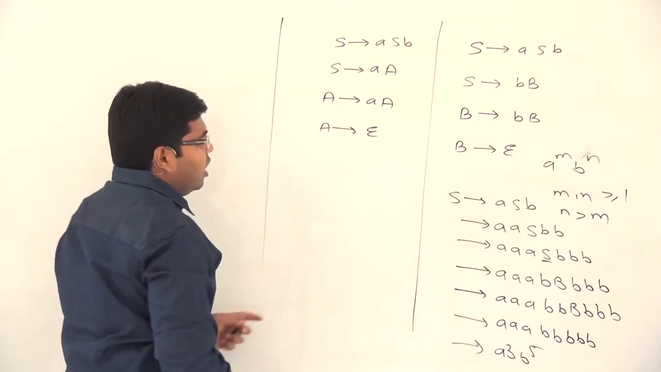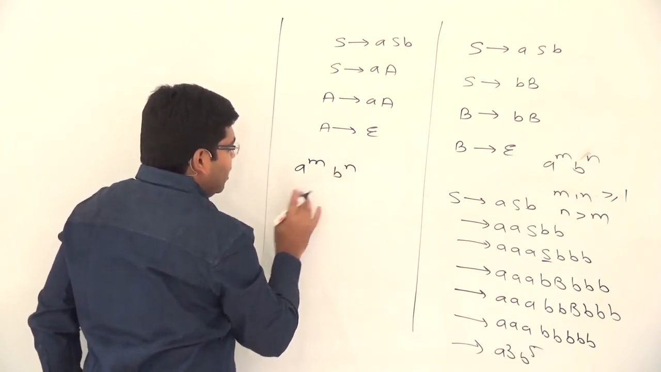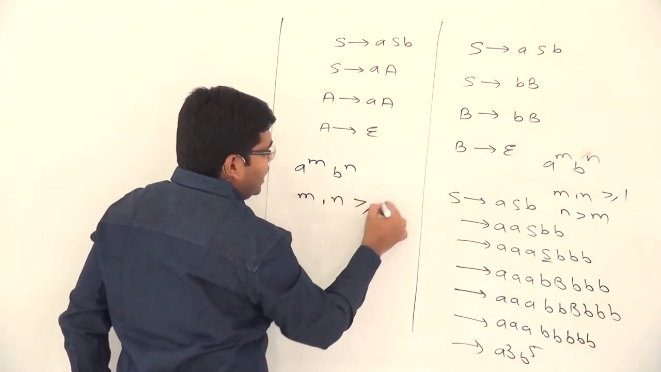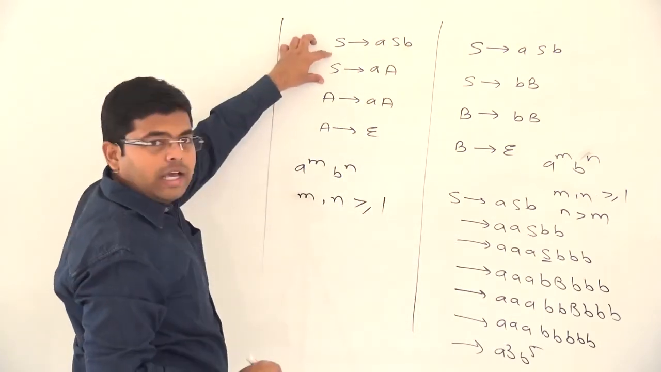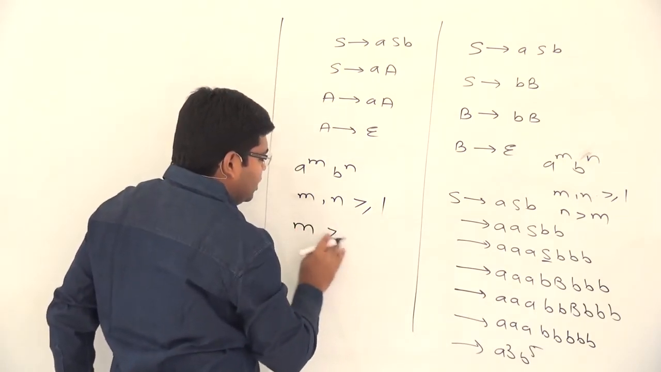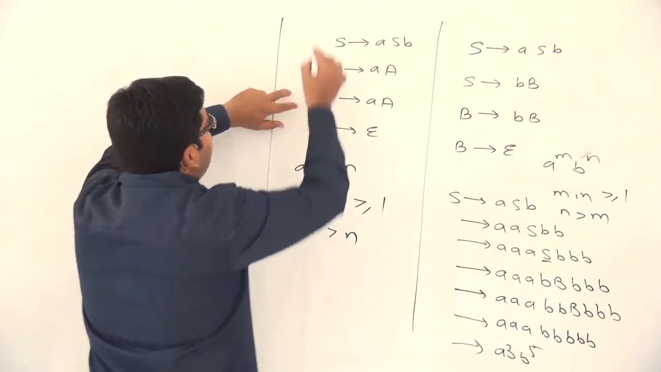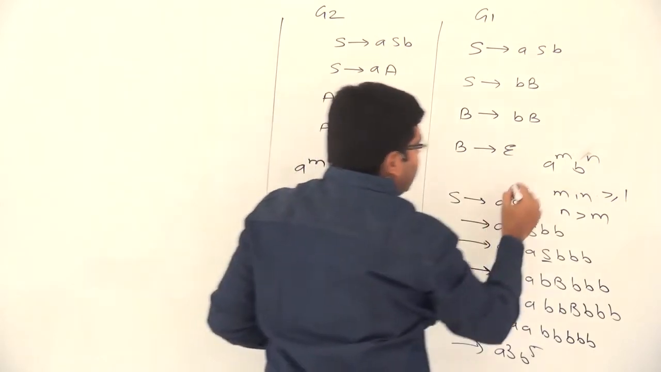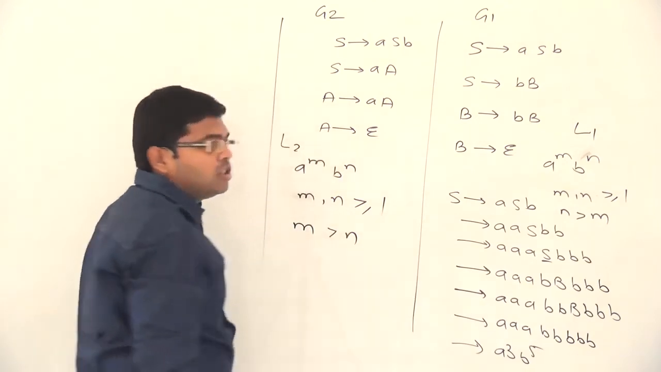So similarly, the language here will be a block of a's followed by a block of b's. The number of a's as well as the number of b's will be greater than or equal to 1, at least one a and at least one b will be generated, and whenever you come out of S, only a's will be generated. So the number of a's will always be greater than the number of b's, so m greater than n. Now, let's call this grammar G1, let's call this grammar G2, let's call the language generated by G1 L1, and the language generated by the grammar G2 L2.